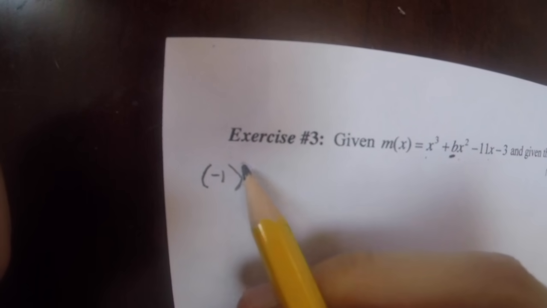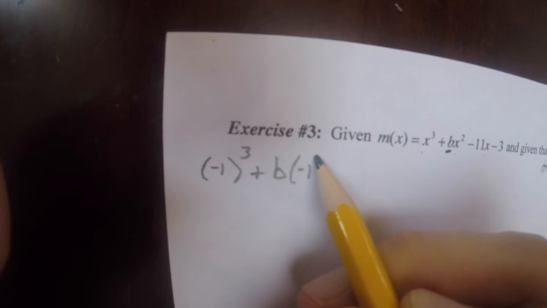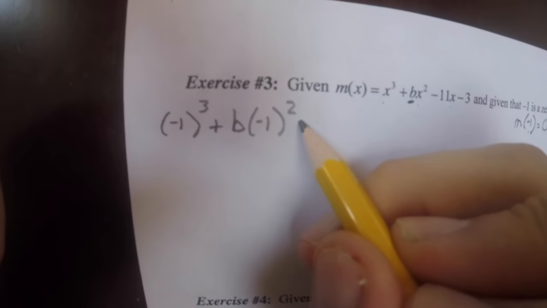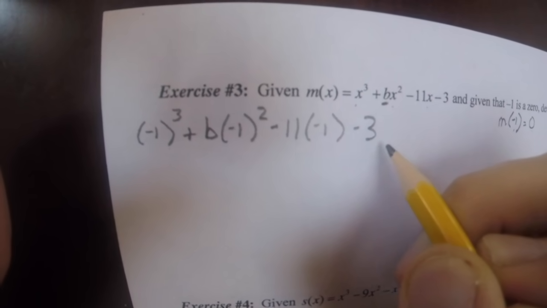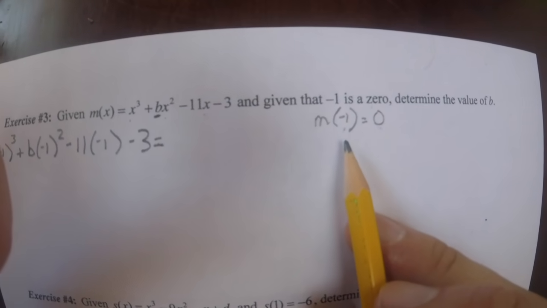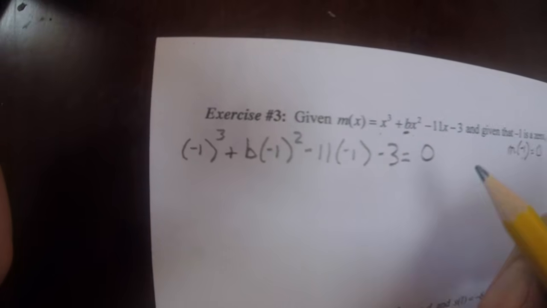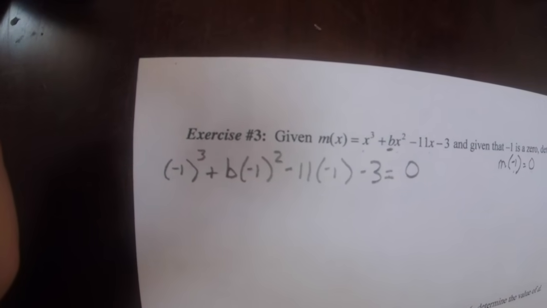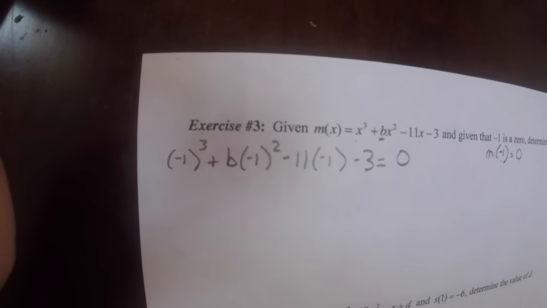If I plug in -1 into the function, so -1 to the third power plus b times -1 squared minus 11 times -1 minus 3, what do I get? If I plug in -1, that should give me a 0 because -1 is a 0. So I'm going to set that equal to 0. We need to solve for b. Okay, that's what the question's asking for us. They want to know what coefficient goes in front of the x squared.